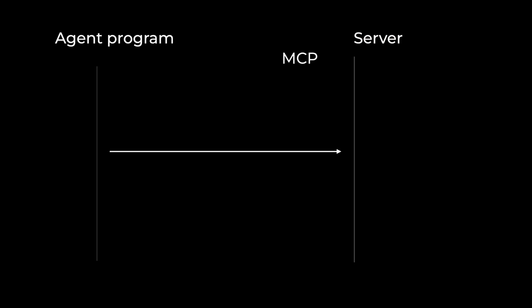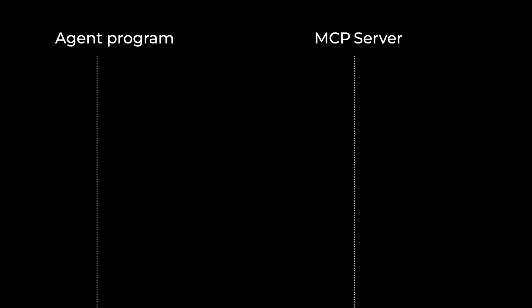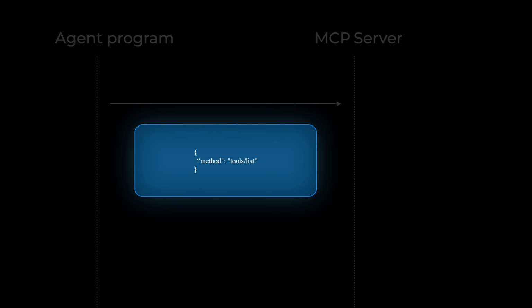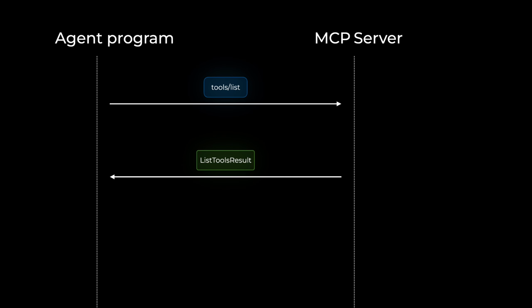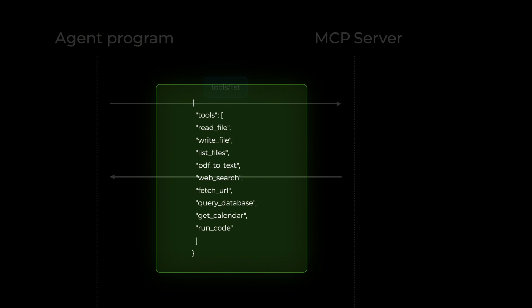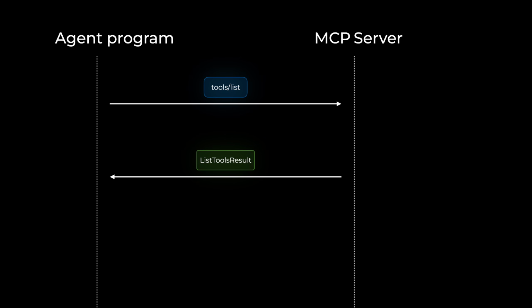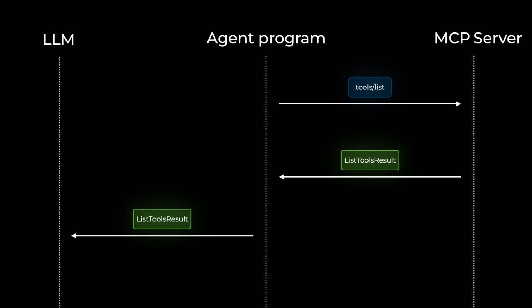When the agent program connects to an MCP server, it first sends a tools list request, basically saying, hey, show me what tools you've got. And the server responds with a list of available tools. Here I just list the tool names. In reality, you'll get details like descriptions or parameters. Once the agent program gets this tool list, it gives it to the model.